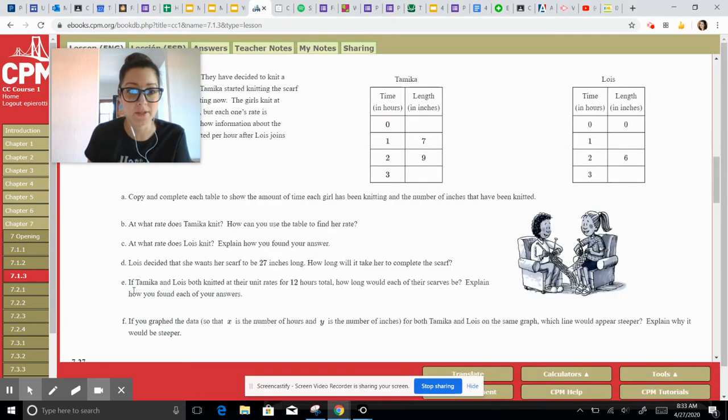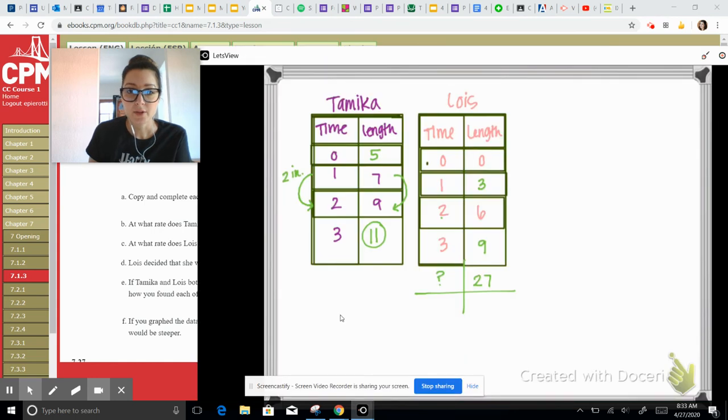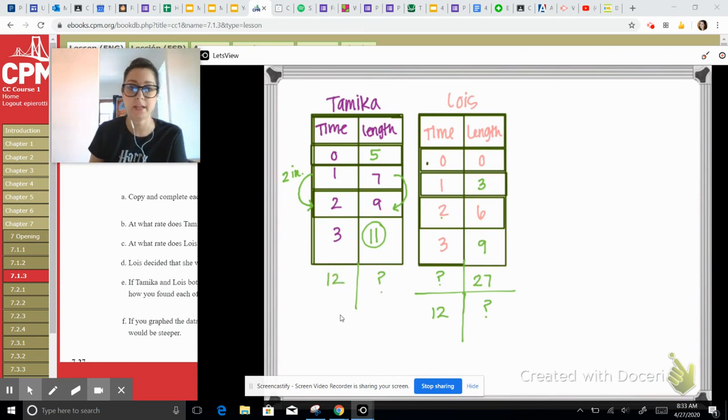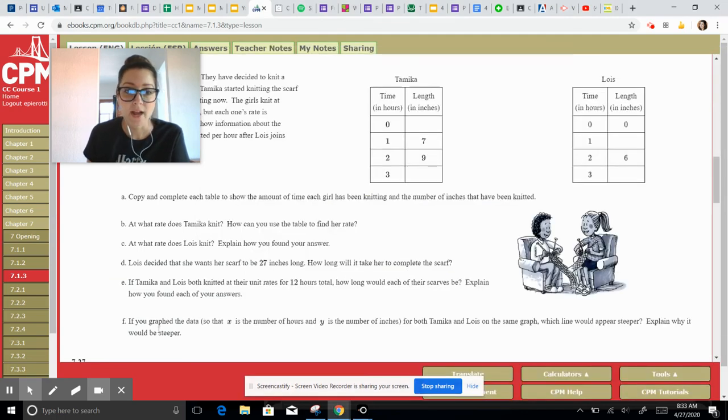And then if Tamika and Lois both knitted at their unit rates for 12 hours total, how long would each of their scarves be? So this is another one where you can complete it yourself. So again, saying in 12 hours, how much are they going to have knitted? Okay, so using that unit rate. And then if we graph the data, this is what your homework is going to be like.